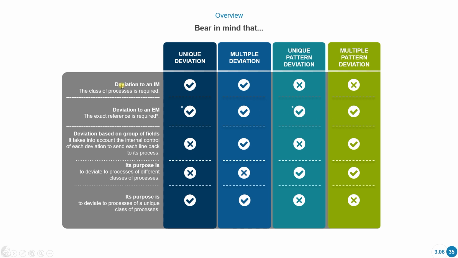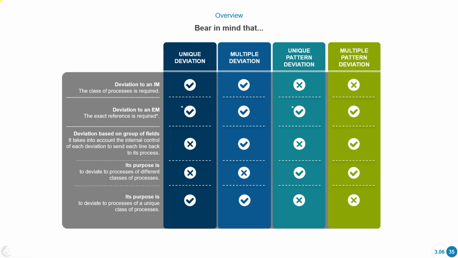Now, if we want to deviate to a start message event, we can only use a unique deviation or a multiple deviation. Pattern deviations cannot be used. If we want to deviate to an intermediate message event, we can use any of the different types of deviations.